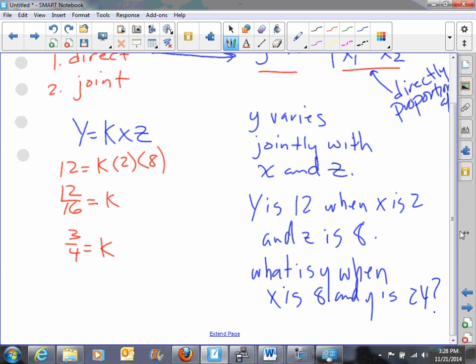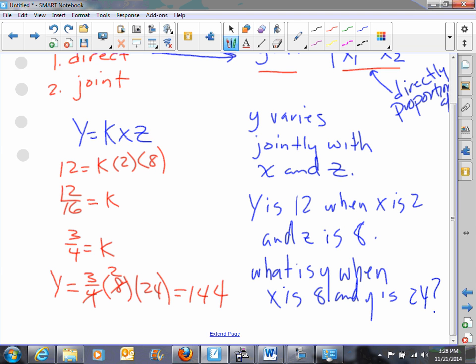Now we go back and we put in the conditions we have and the unknown to solve for the unknown. y equals 3/4, that's k, times 8, times 24. The 4 will cancel with the 8, leaving a 2. We get 3 times 2, which is 6, and 6 times 24 is 144. I seem to be hung up on that number.